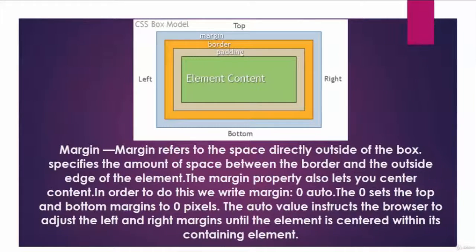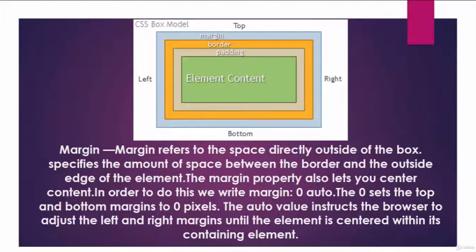Then we have the margin. The margin refers to the space directly outside of the box. It specifies the amount of space between the border and the outside edge of the element. The margin property also lets you center content. In order to do this, you write margin with the value 0 auto. The 0 sets the top and bottom margins to 0 pixels. The auto value instructs the browser to adjust the left and right margins until the element is centered within its containing element.